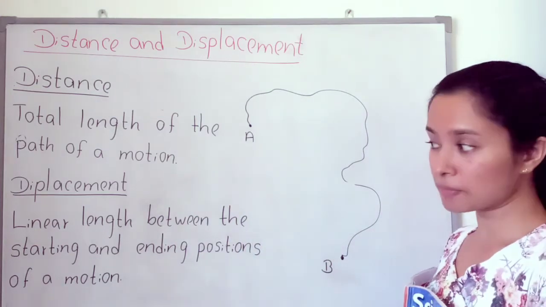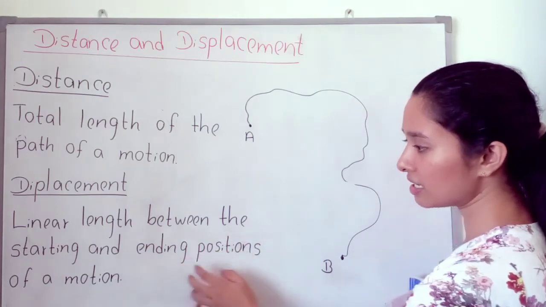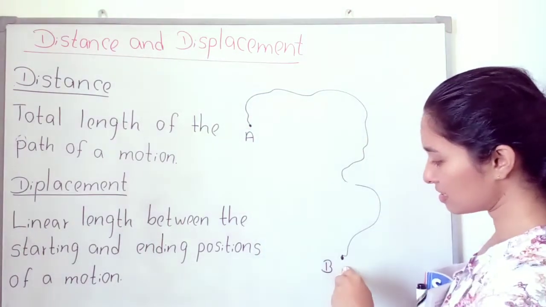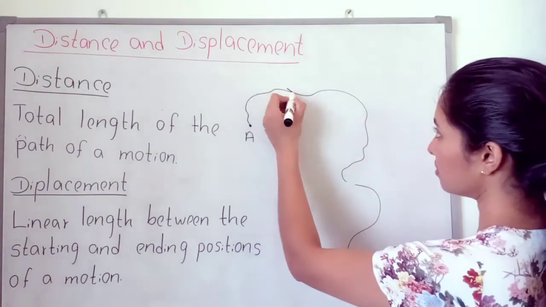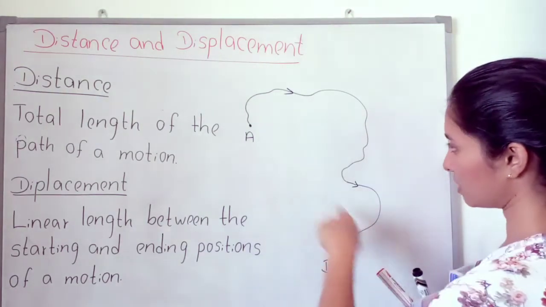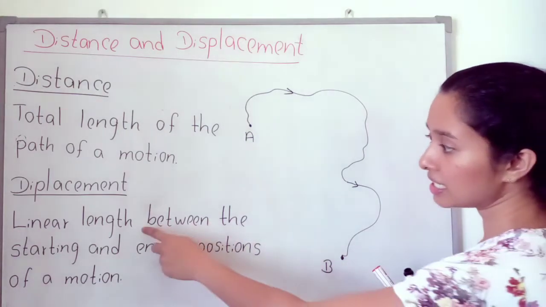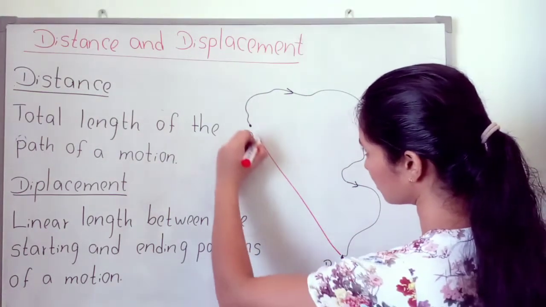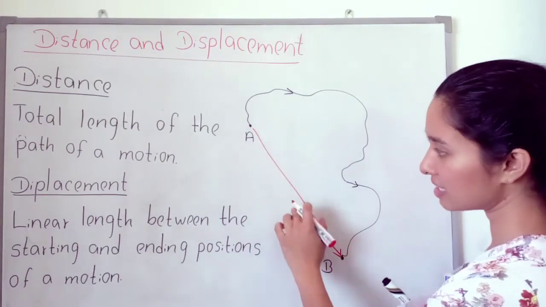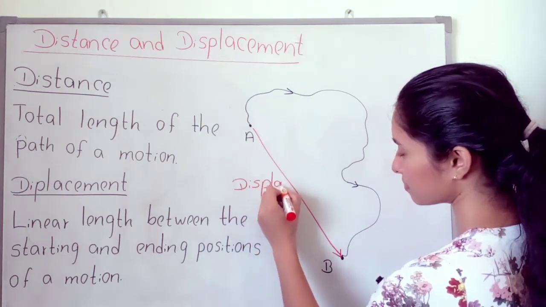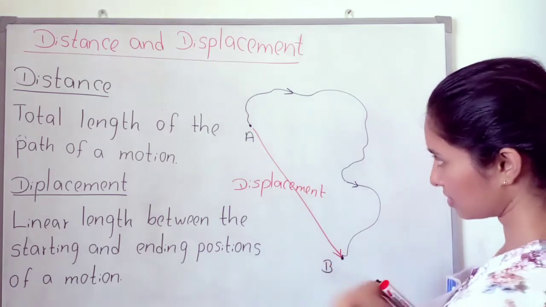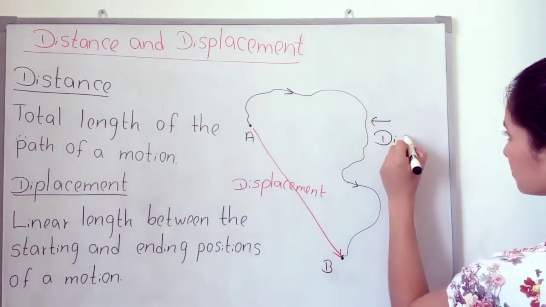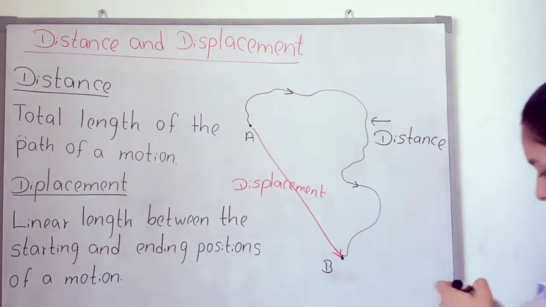And displacement. What is displacement? The linear length between the starting and ending position. Here, this is the starting position, A. And this is the ending position. So from here to here. This is the starting position and this is the ending position. The linear length. Linear length means not this one. This is the path, the total length. This is the linear length. So that is displacement. This is the displacement, that means linear length, and this is distance, the total length of the path.